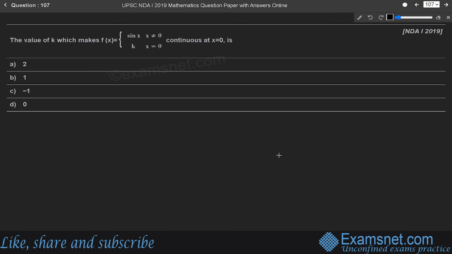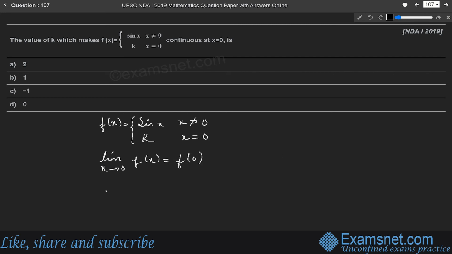Next question is, the value of k which makes f of x is equal to sin x when x is not equal to 0 and f of x is equal to k when x is equal to 0, continuous at x is equal to 0 is. For the given function f of x, we have to find the value of k. And it is given that it is continuous at x is equal to 0. It means that limit x tends to 0, f of x is equal to f of 0. Limit x tends to 0, sin x is equal to k.